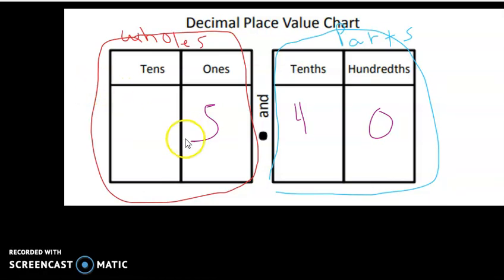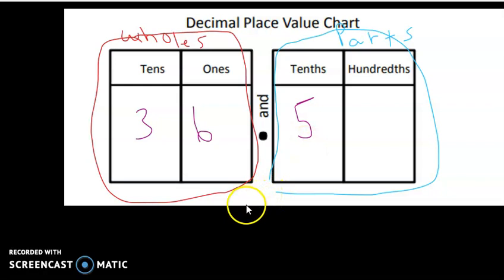Okay, let's do another one. Say it out loud. 36 and 5 tenths. Again, boys and girls, I've got people that are way past this on iReady, and you guys are still reading it as 36.5. This is where we're going to stop saying that. We have to learn how to read a decimal correctly. It is not 36.5. It is 36 and 5 tenths. Say it, 36 and 5 tenths.